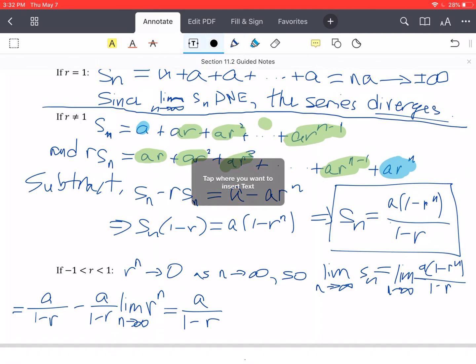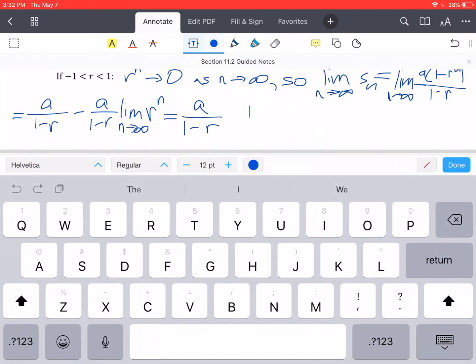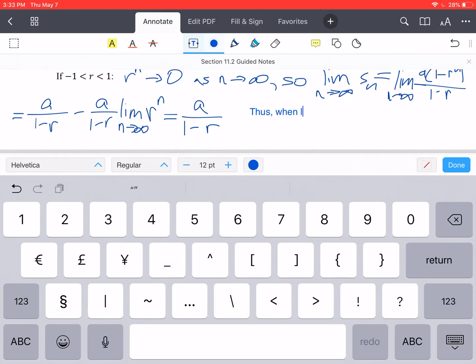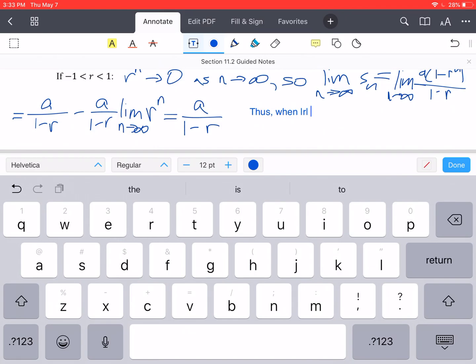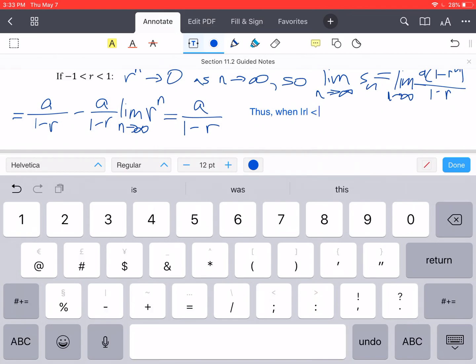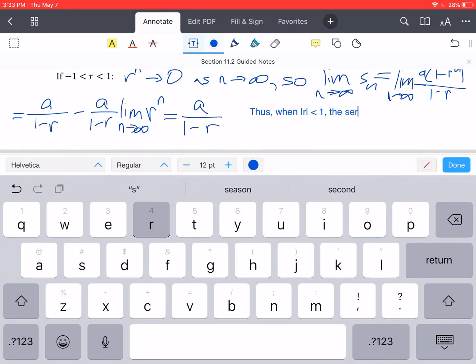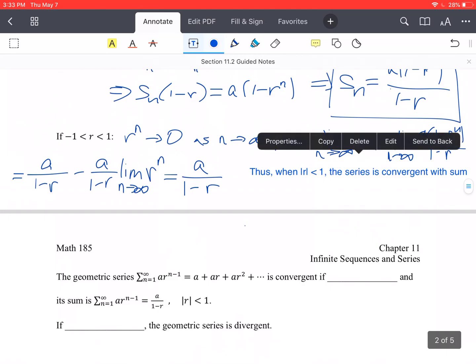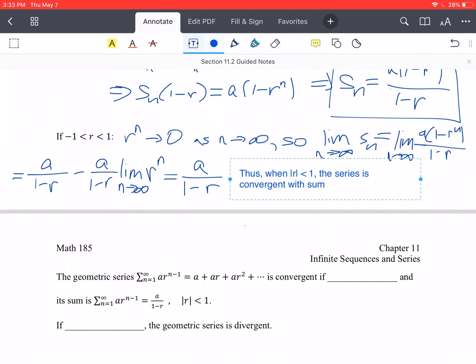Okay, so we can go ahead and conclude. We can say thus, when the absolute value of r is less than 1, the series is convergent with the sum being a over 1 minus r.